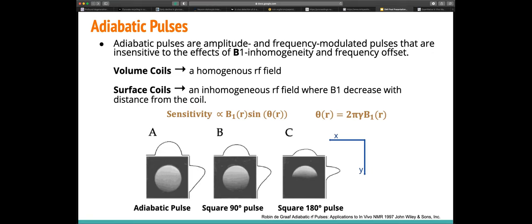So you can see with my sensitivity and flip angle equations that they're dependent on position, which is indicated by R. So if you look in the panel below, you see an adiabatic pulse and then a square hard 90 degree pulse and a square 180 degree pulse. And you can see that the signal and SNR fall off with distance from the coil.